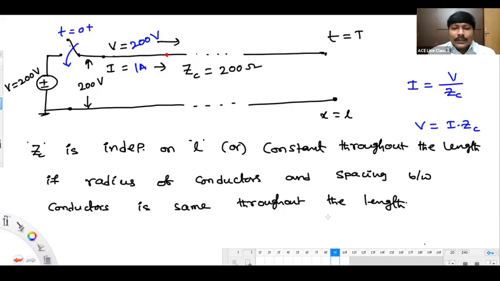Characteristic impedance, surge impedance, you can use any name, no issue with that. Surge impedance is a type of characteristic impedance.